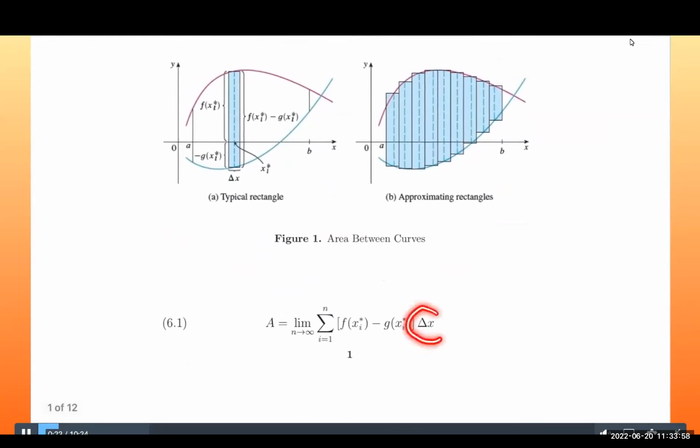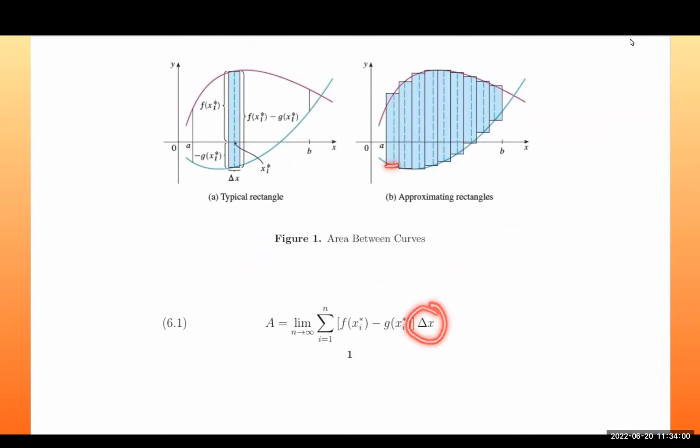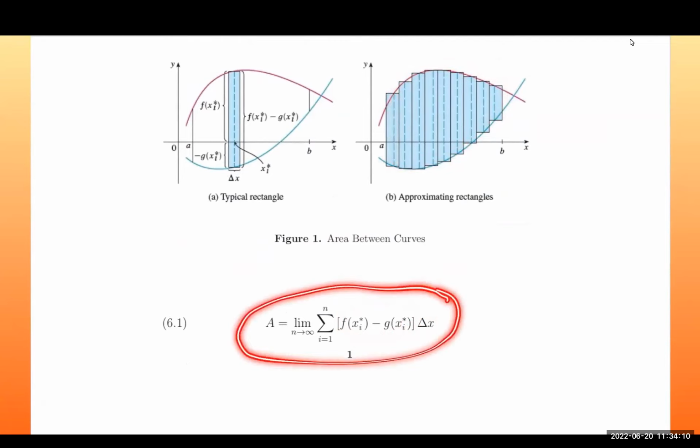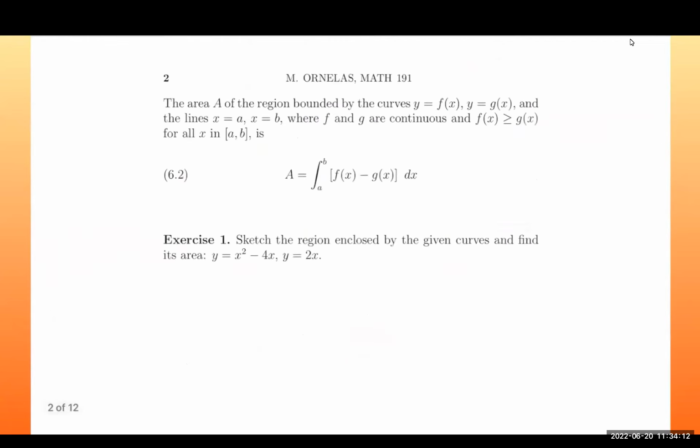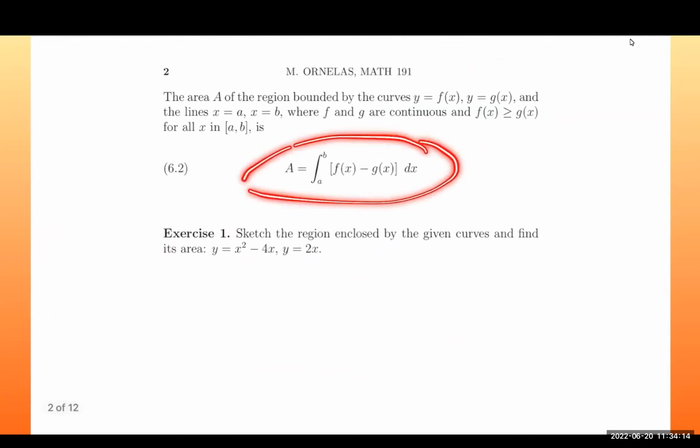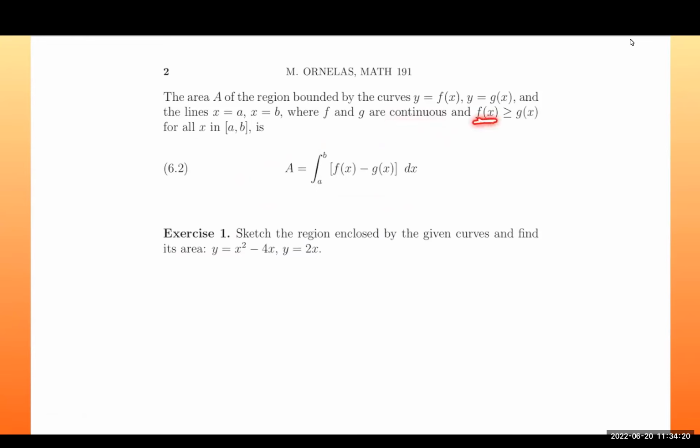And here's your base, it's delta x. And here's the height of that rectangle. It's the top boundary function minus the bottom boundary function. And that's how you figure out what the height is. So you come up with this Riemann sum, which can then be written as an integral. And the conditions are that the curves f and g must be continuous, and that f must be greater than or equal to g within that interval, a to b.